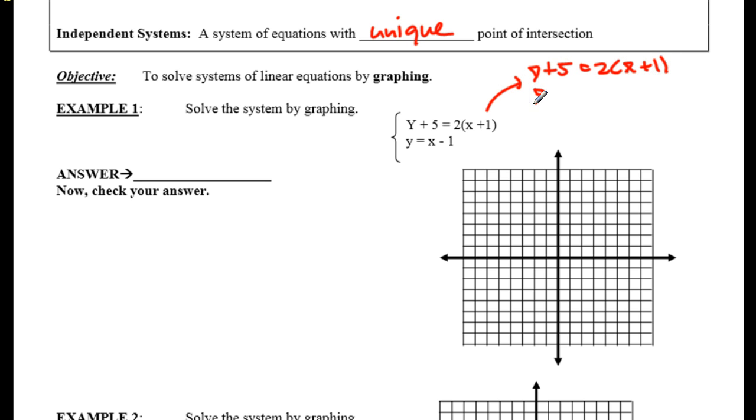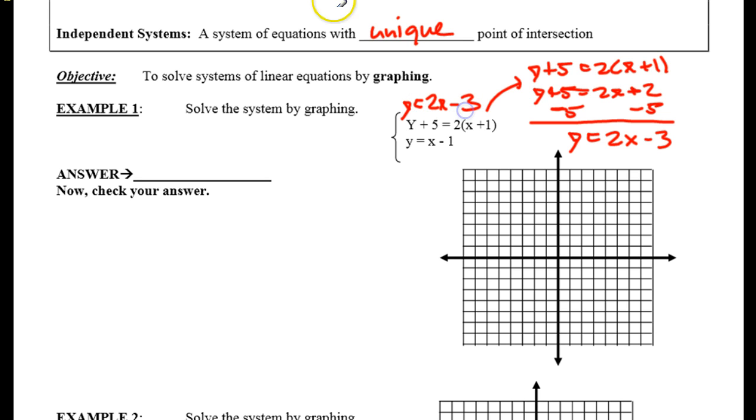Alright, so the first thing we have to do is distribute. So that'll be 2x plus 2 on that side. And then we're going to subtract 5 from both sides. Finally, y will equal 2x minus 3. Alright, so let's go ahead and just rewrite that over here. Y equals 2x minus 3.